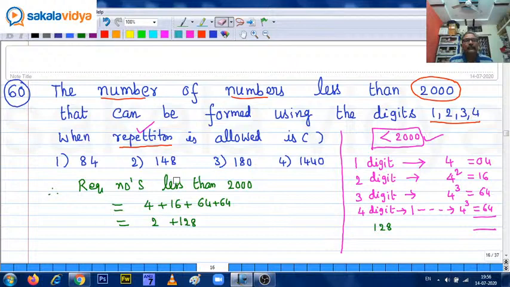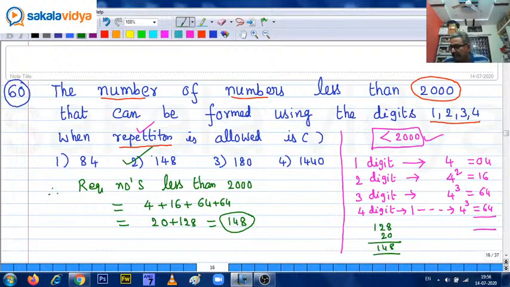So now 16 plus 4 is 20, 20 plus 128, you get 148. So this equals 148. Is the answer there? Yes, absolutely. Second option is the correct option. Okay, you are better than me, you are good at calculation. Understood? I hope you understood this problem now.